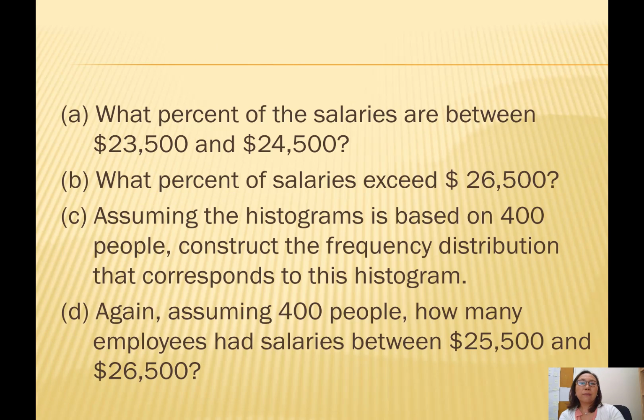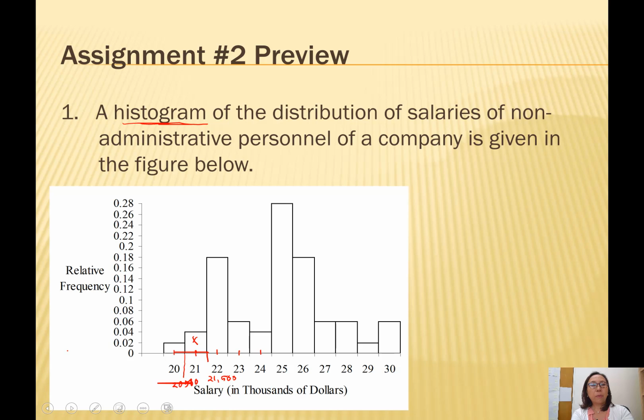First one: what percent of salaries are between 23,500 and 24,500? So when we go back to the graph here, we're looking for the percent between 23,500 and 24,500. That would be this one here. And you can see the height of this would be right here. So the relative frequency is 0.04, and we can easily convert that to 4%.